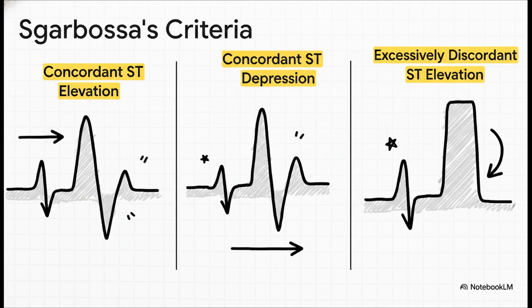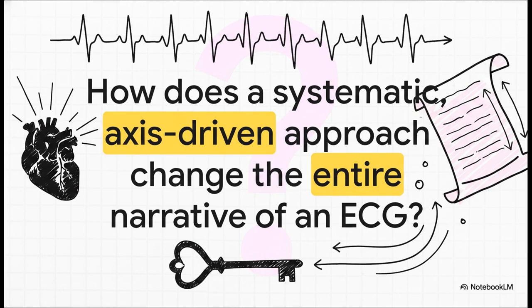So as we've seen, an ECG isn't just a random collection of squiggles. It's a logical story about the heart's electrical function. And a systematic, axis-driven approach is the key that unlocks that story. It allows you to move step by step from the very basics all the way to a precise, and often, a life-saving diagnosis.